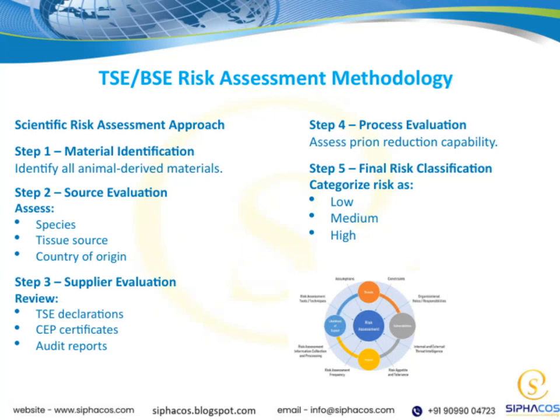Now, we're moving into the final stages of the risk assessment process. Step 4 focuses on evaluating how well the process reduces prion risks. That's crucial for safety. Then, in Step 5, we assign a final risk category: low, medium, or high. This structured approach builds on the earlier steps, identifying materials, evaluating their sources, and reviewing supplier documentation. Together, these steps form a thorough, scientific method for assessing TSE and BSE risks.